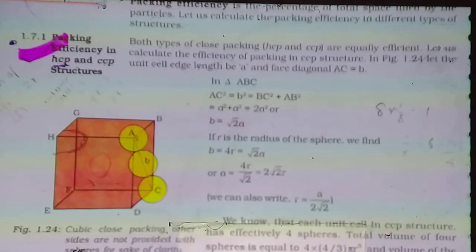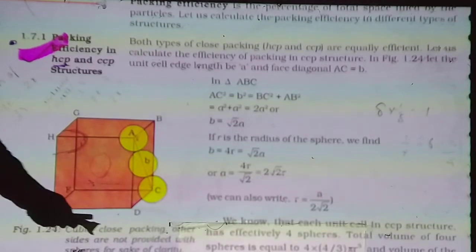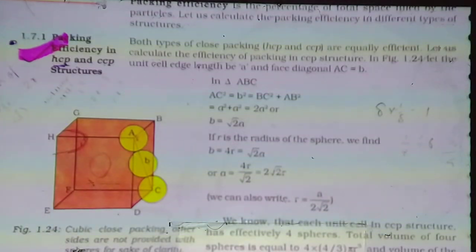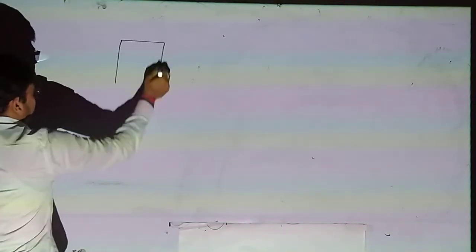Packing efficiency in hexagonal close pack and cubic close pack. Both types of close packing, HCP or CCP, are equally efficient. Let us calculate the efficiency of packing in the CCP structure. First, the front view of FCC. It's like this.